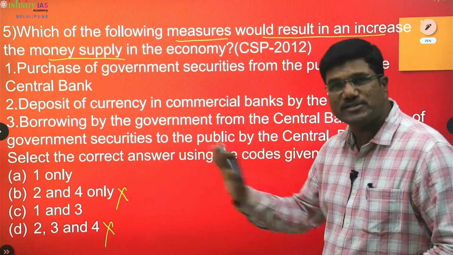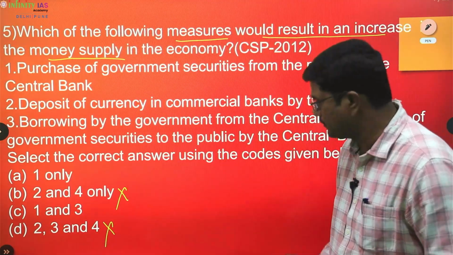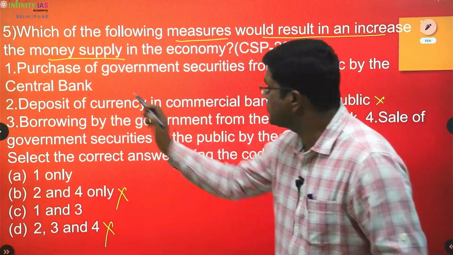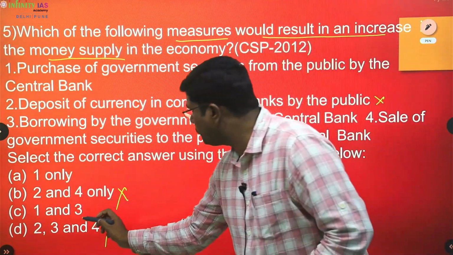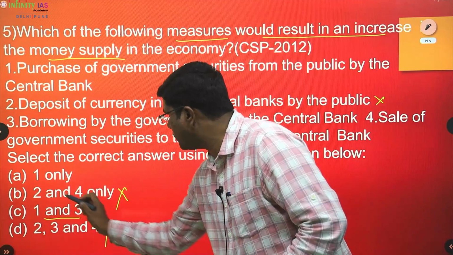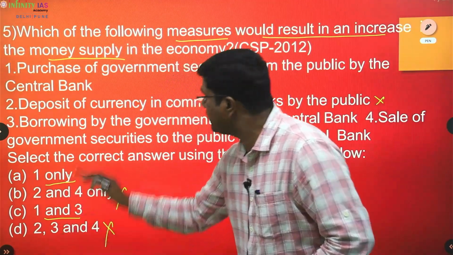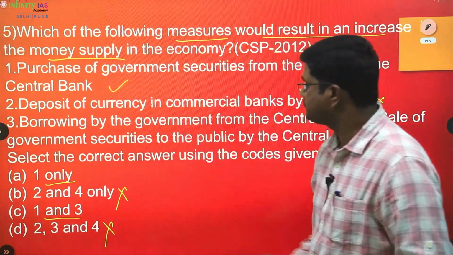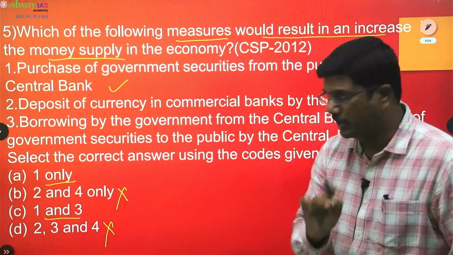Your way to go to answer should be correct, and that matters a lot. Here, see the first statement. Now it is quite obvious in both of the options 1 and 3, 1 only. It means that statement 1 is absolutely correct.